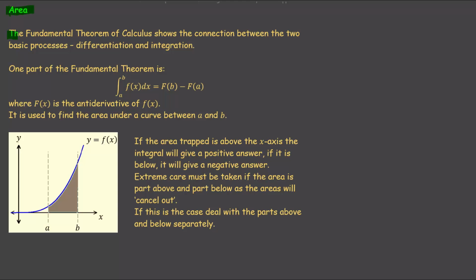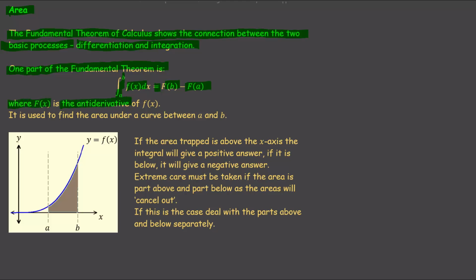Area. The fundamental theorem of calculus shows the connection between the two basic processes, differentiation and integration. One part of the fundamental theorem is that the integral from a to b of f of x dx is equal to F of b minus F of a, where capital F of x is the antiderivative of f of x. It is used to find the area under a curve between a and b, as indicated in the diagram over here.